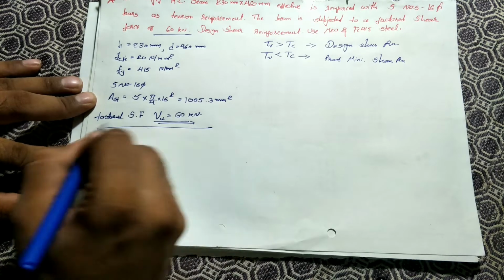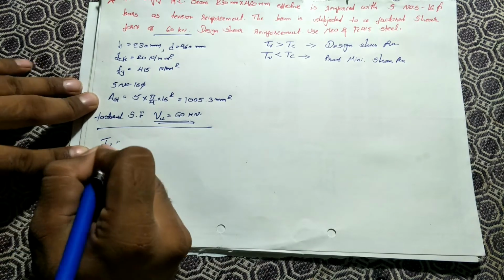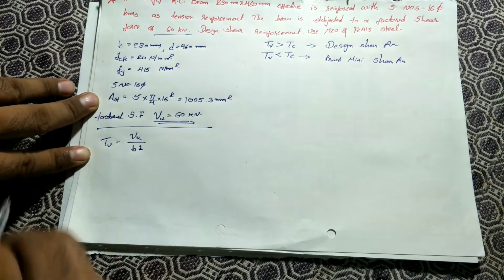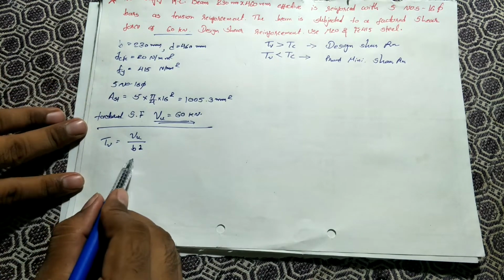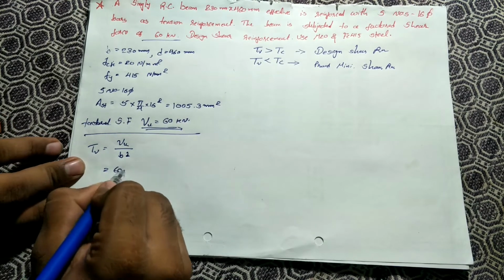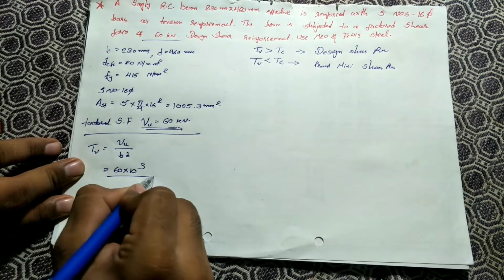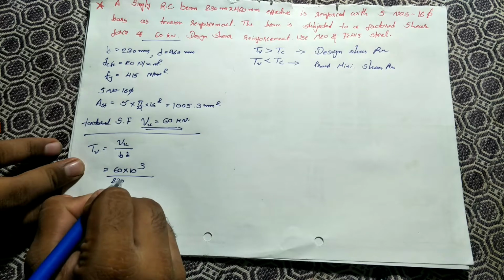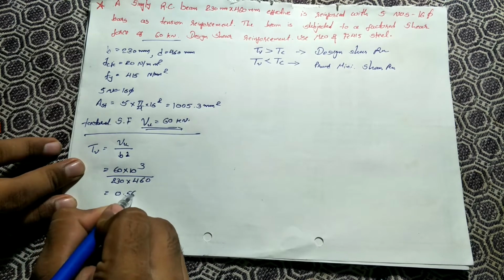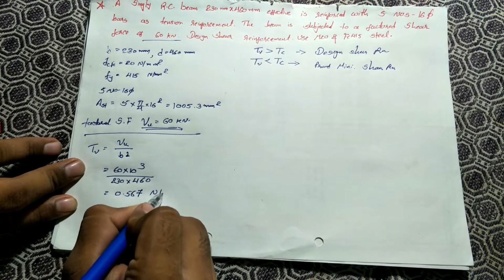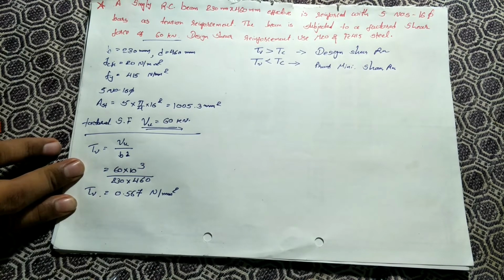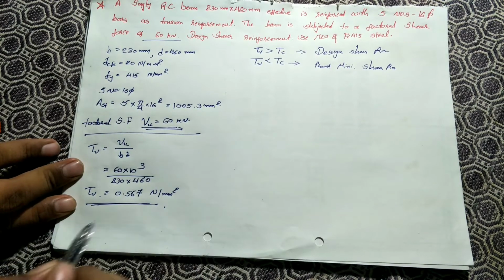How can you calculate tau v? So tau v equals Vu divided by Bd. Okay, Vu divided by Bd. What is Vu? That is given as 60 kilonewton, 60 into 10 raised to 3. Area is given as 230 into 460. So that answer is 0.567 Newton per mm square. That is the value of tau v.